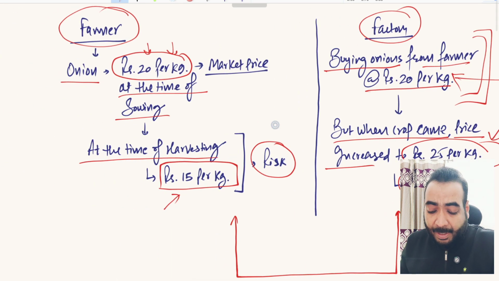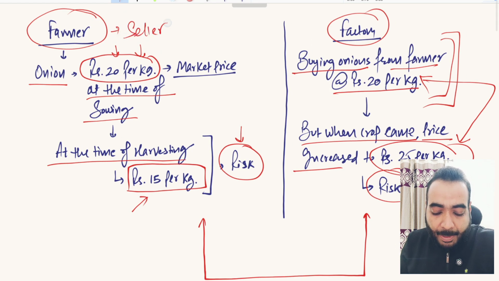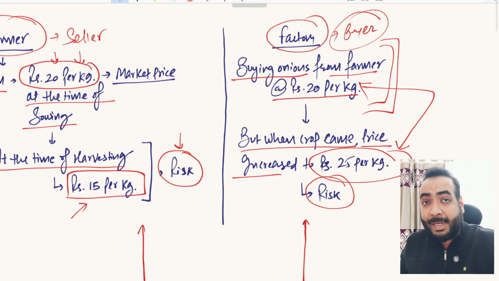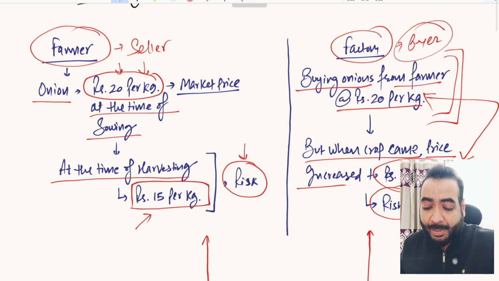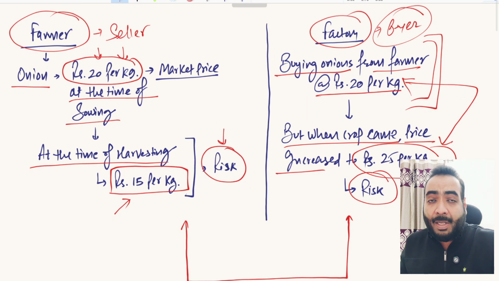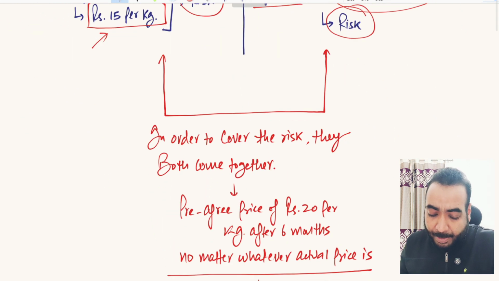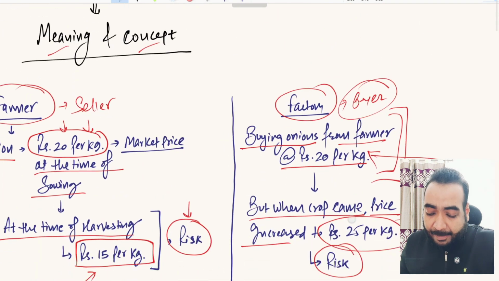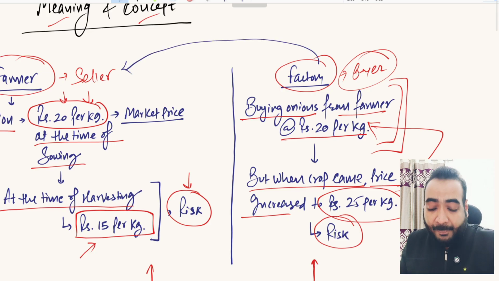So the farmer, who is the seller, fears that the onion price may reduce in the future. The factory, who is the buyer, fears an increase in the price of onion in future. Now, in order to save themselves from this problem, both of them come together. They need to cover that risk, so they mutually decide that after harvesting, the factory will buy the onions from the farmer at 20 rupees per kg only, no matter what the actual price is at the time of harvesting.